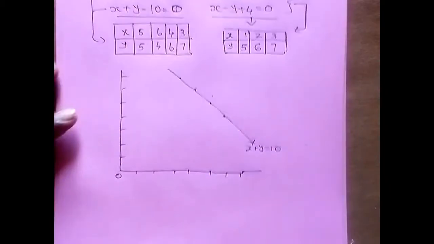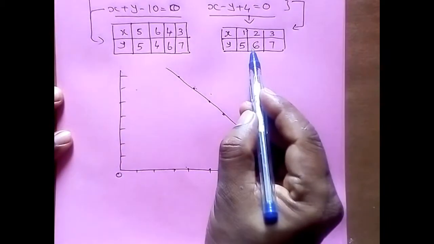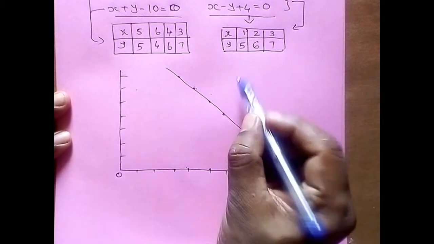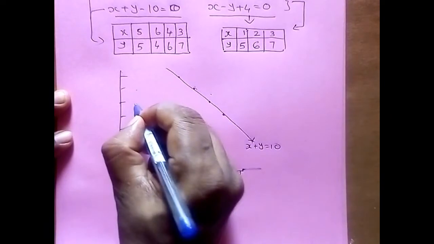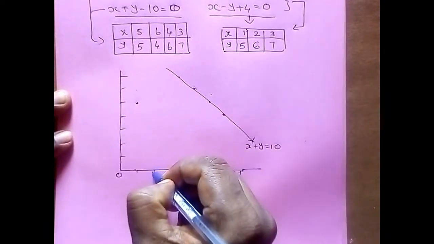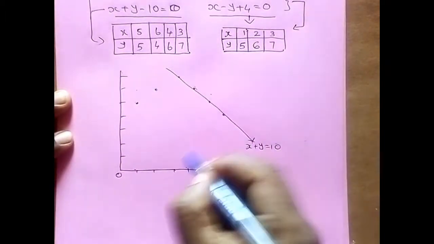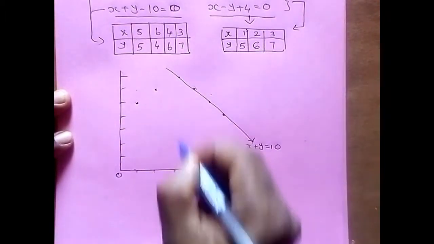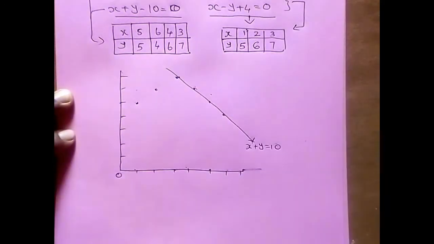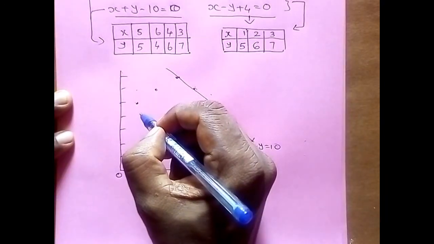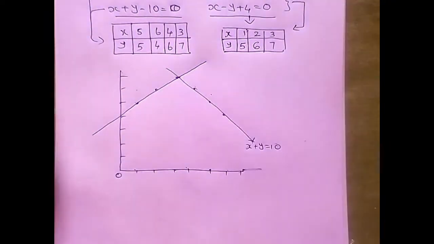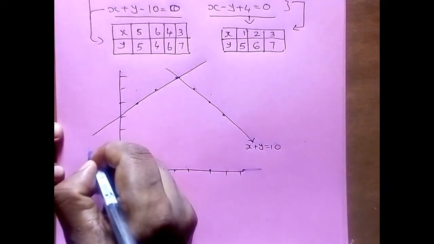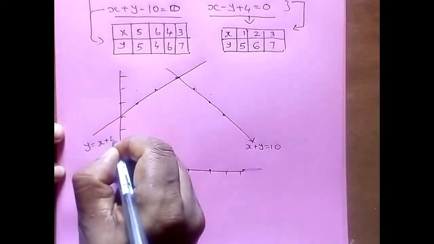What about the other one? x is equal to 1, y is equal to 5. x is equal to 2, y is equal to 6. And x is equal to 3, y is equal to 7. So this is the line y equal to x plus 4.